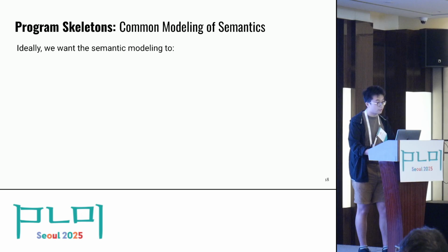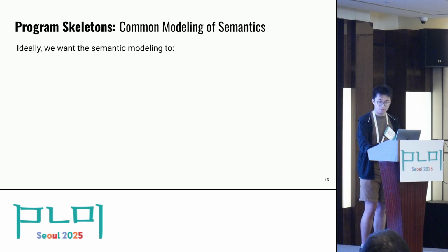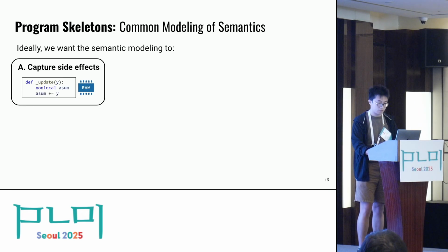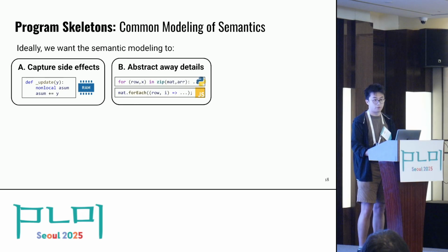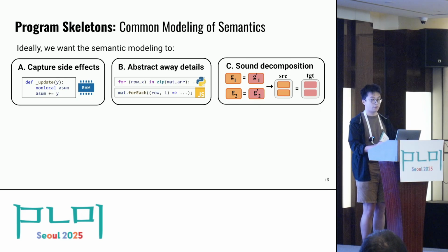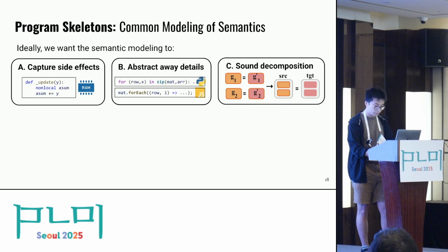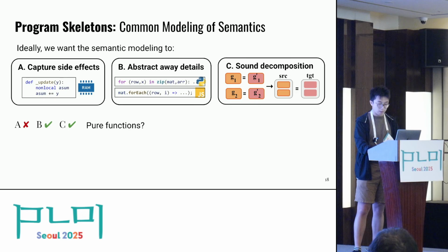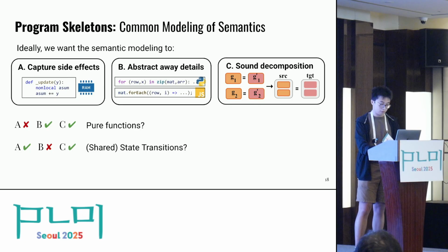So what kind of semantic abstraction is suitable for a translation task? Ideally, we want our common semantic model to achieve 3 goals. First, capture side effects. Second, abstract away low-level language-specific details. And third, it should allow decomposition, which means that if we can determine the equivalence of individual fragments, then we should know for sure that when we combine them, the combined translation is definitely correct. We can see that pure functions are not really suitable or straightforward for modeling code fragments with side effects, and shared state transitions capture too many low-level details.